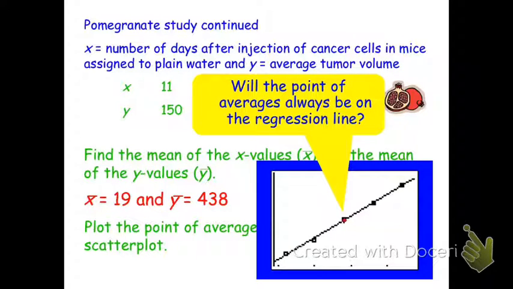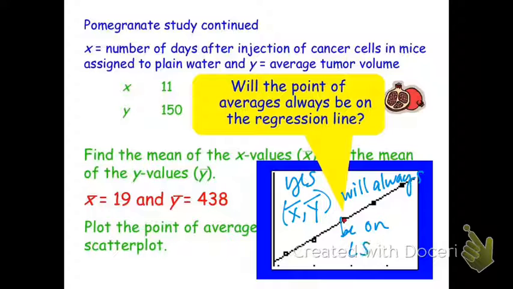Will that point always be on the regression line? Do you think? The answer is yes. So the ordered pair x bar, y bar will always be on the LSRL. So I want you to make yourselves a note of that. If I found just the mean of the x's and the mean of the y's, that would always be on my LSRL, and it'll always be the middle point.